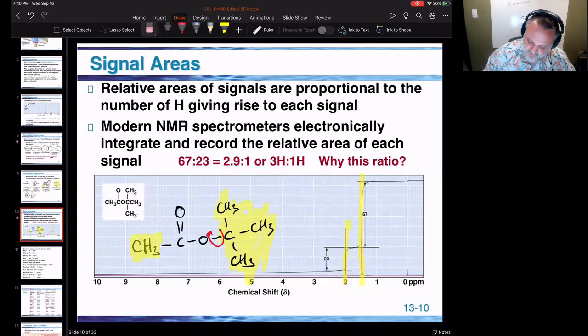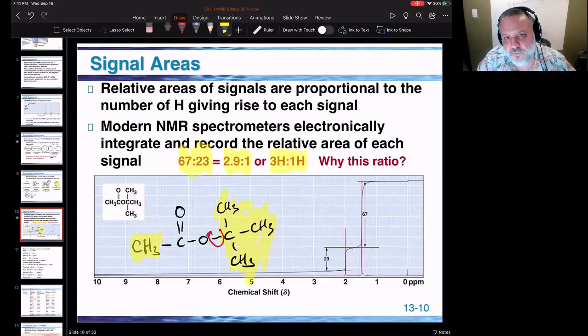And so if you take a look at these signals, I've done some measuring of the area under the curve, and I've measured it as 67 in arbitrary units to 23. What I've done is I've taken that and turned it into almost the lowest whole number ratio, and then in the last case I did round it to the lowest whole number ratio of hydrogens. The relative area of each peak is proportional to the number of hydrogens giving that signal.